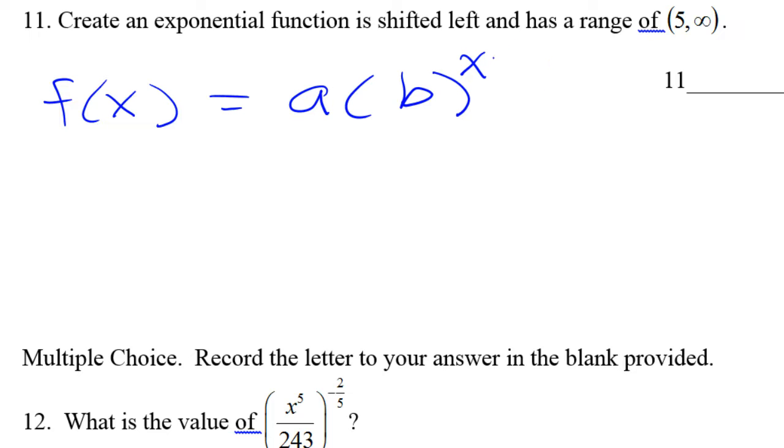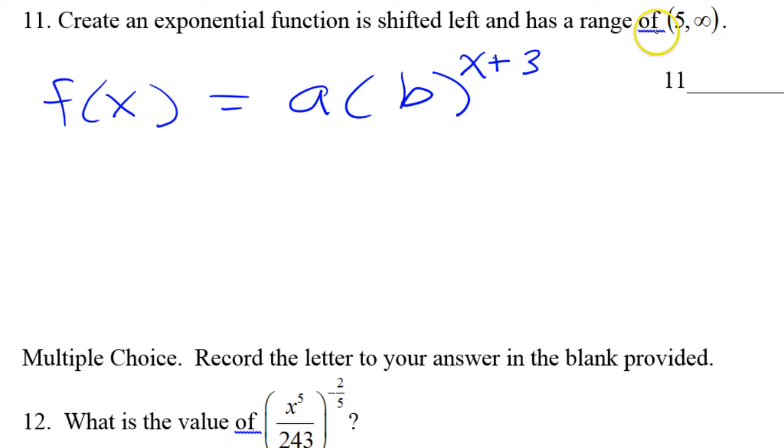So if I want this graph to be shifted left, I'm going to have to add something. Okay, it's a range of 5 to, what I add really doesn't matter. So I'm going to add a 3, but you could have added anything at all. All right, if I add a 3, now it's being shifted left 3.